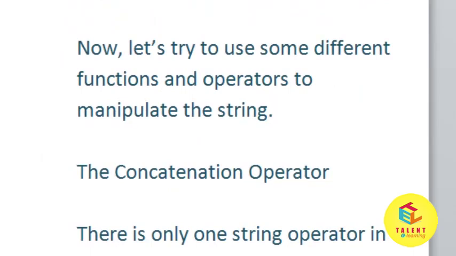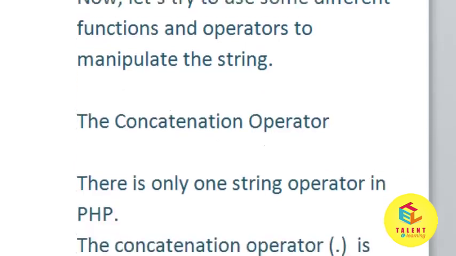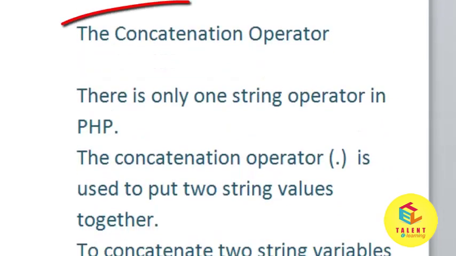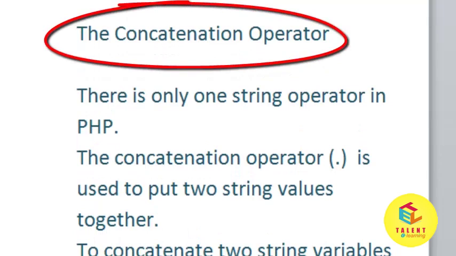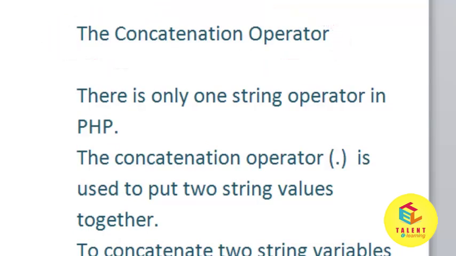Now let's try to use some different functions and operators to manipulate the string. First of all, the concatenation operator. The concatenation operator is used to join two strings. Let's see one example for this concatenation operator.